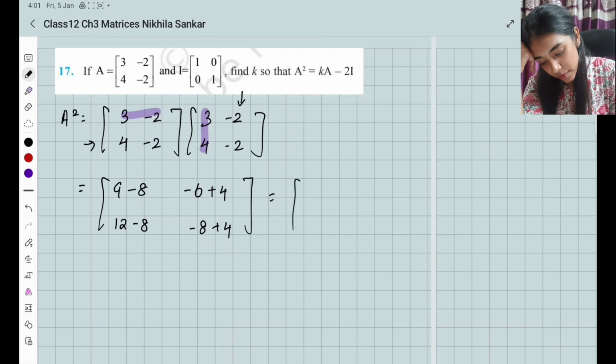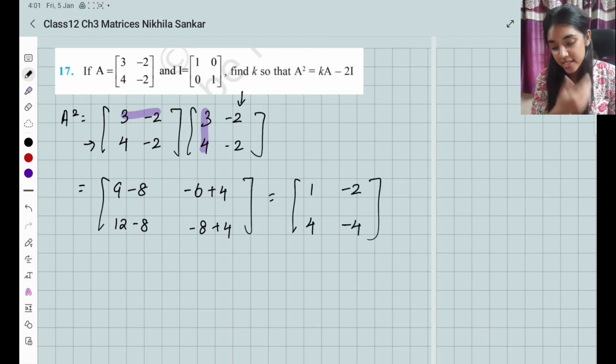So this is going to be 9 minus 8, 1. Minus 6 plus 4, minus 2. 12 minus 8 is going to be 4. Minus 8 minus 4 plus 4 is going to be minus 4. Okay, so we have found A squared.